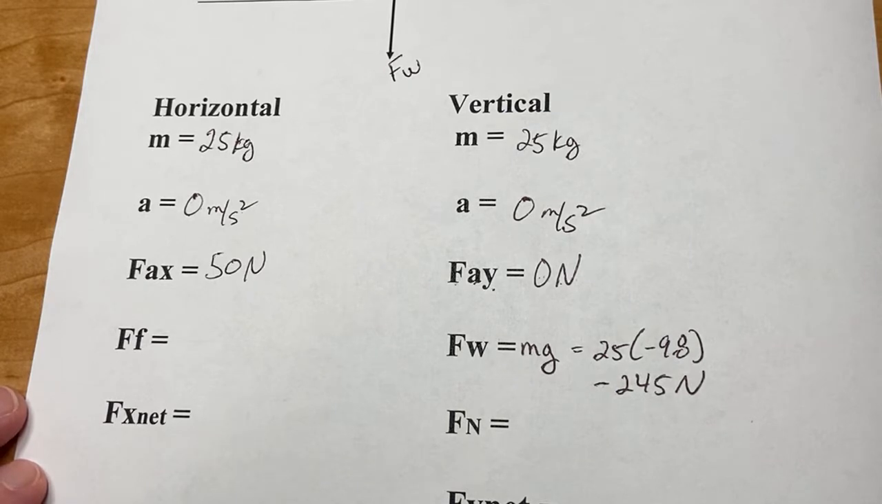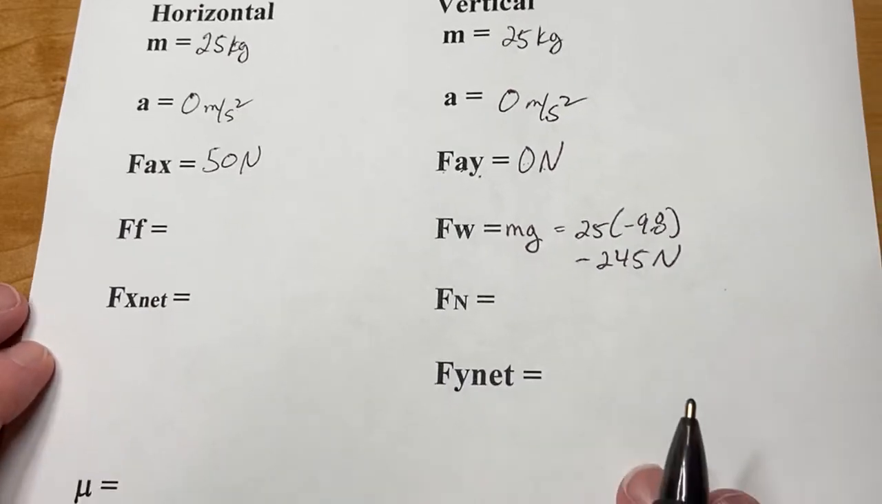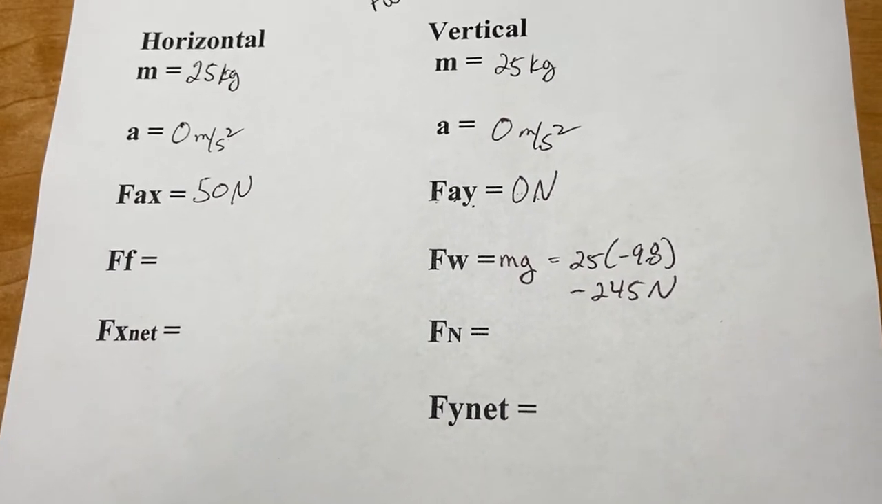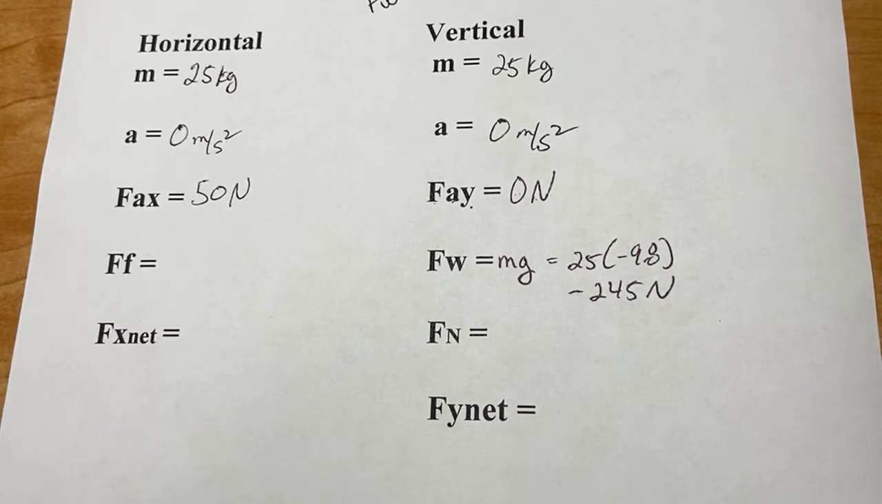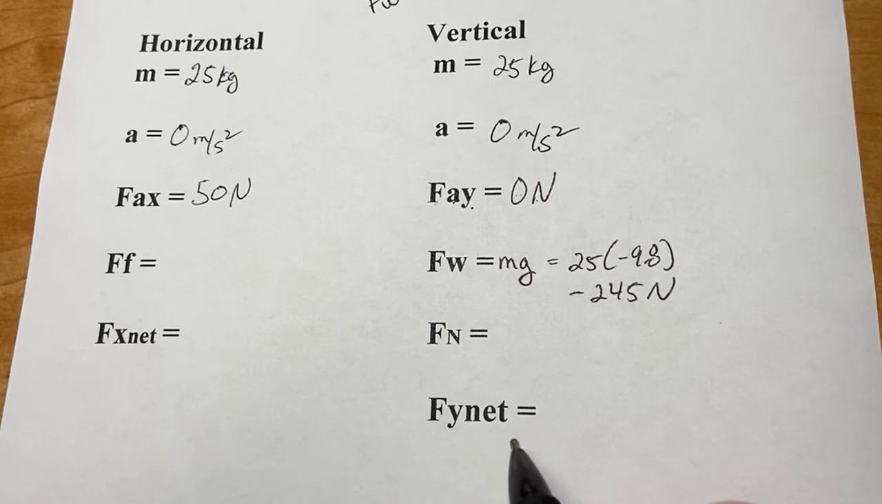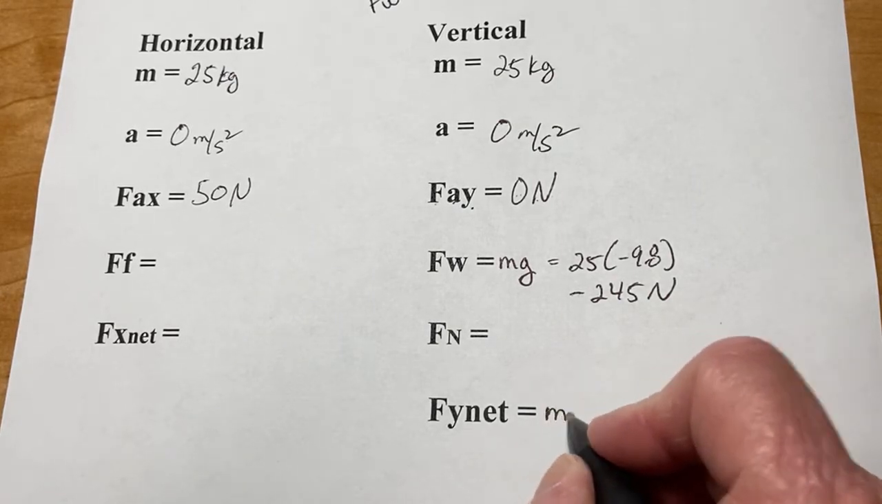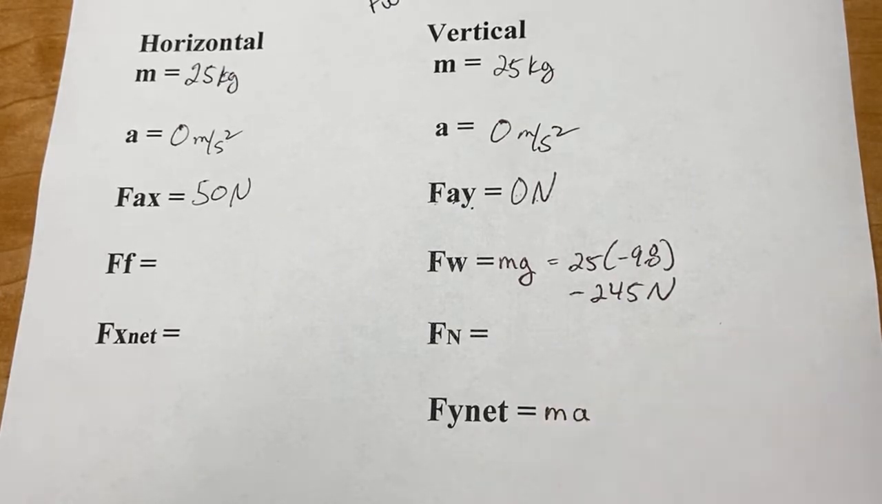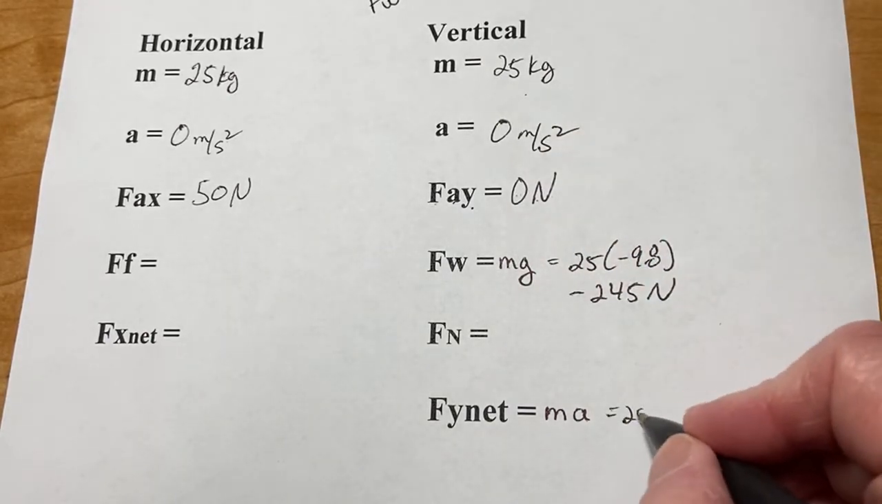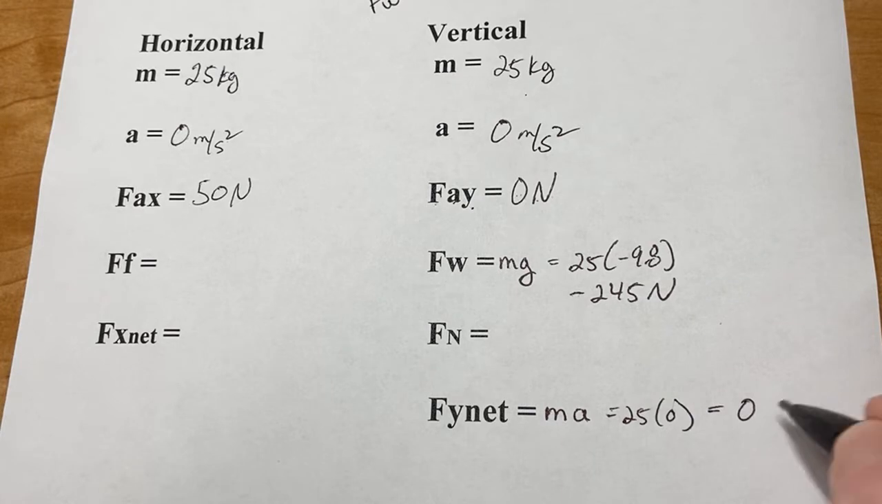If I keep going down here, Fy net, so I'm going to go down here. Mu is at the bottom, and I just put it in one side. The normal force has a little bit to do with Fy net. So I'm actually going to do Fy net first. Fy net is mass times the acceleration vertically. So these two, it's 25 times 0, which is simply 0 newtons.